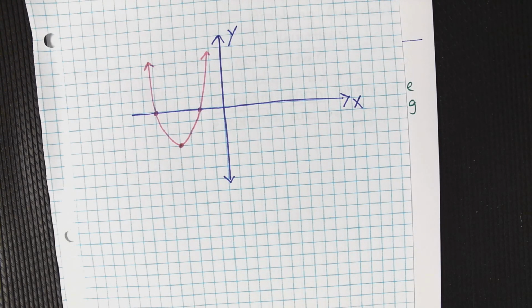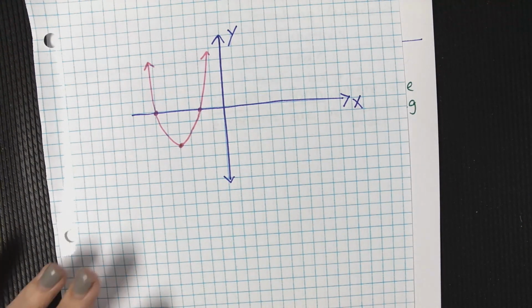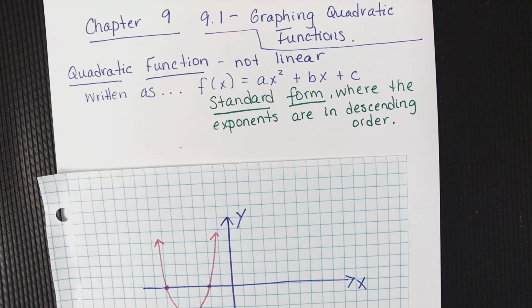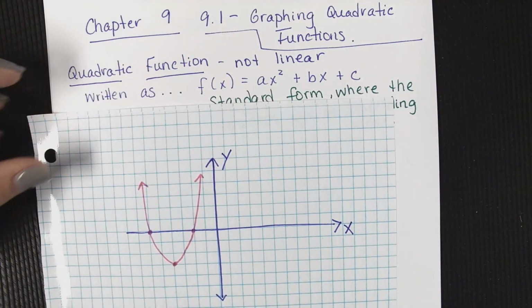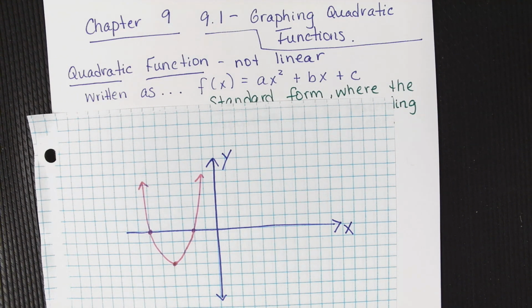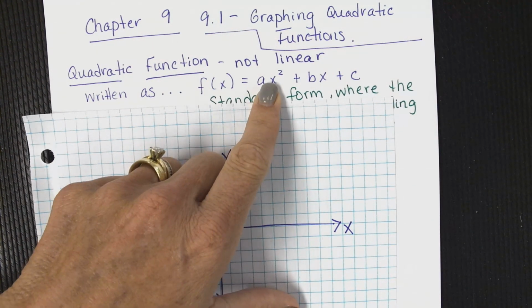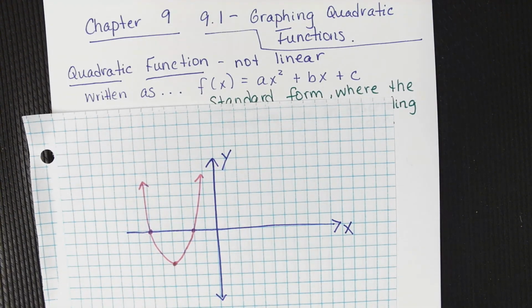This is what is called a parabola. Weird word, parabola, 4-syllable word. Okay, everybody say parabola. If you graph a quadratic function where the degree is what? 2. It's right there. It's going to look like this.